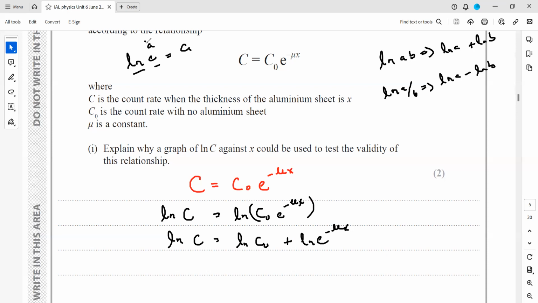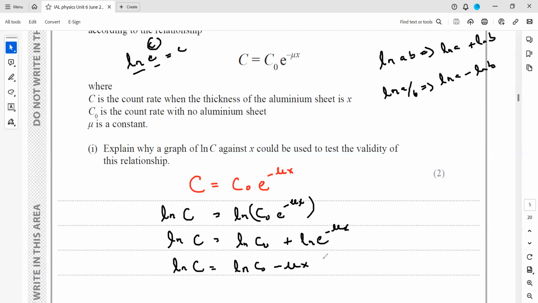If ln e raised to power b is there, then it will be b. If ln e raised to power c is there, then it will be c. So what is left is the power, the exponent, when we take ln. So this will be ln C naught, and ln and e cancel out, and this is minus mu x, so this will be minus mu x.